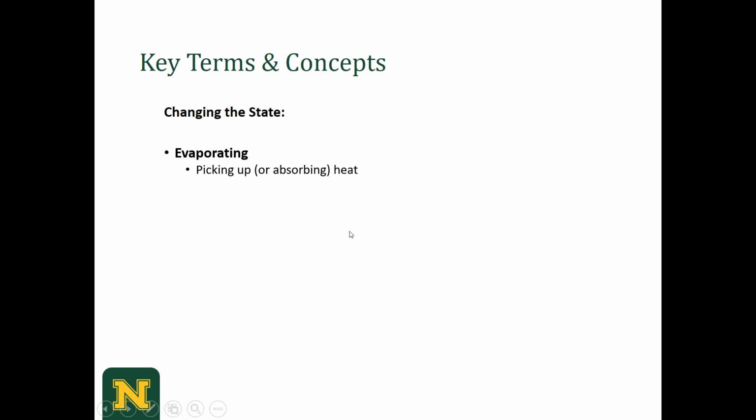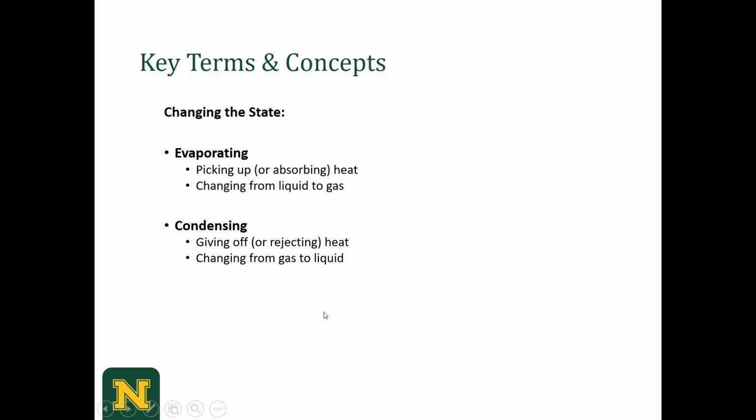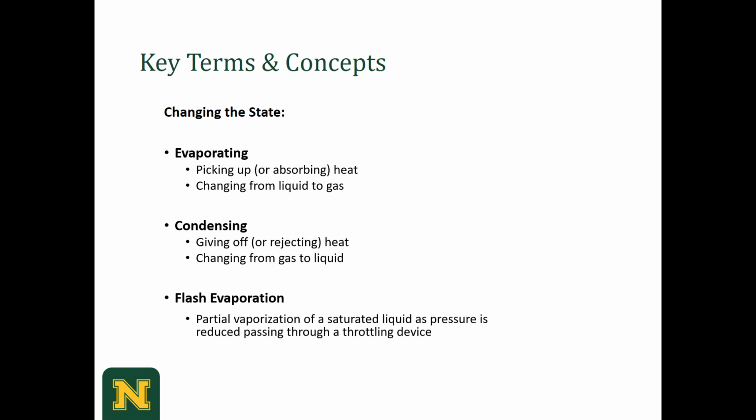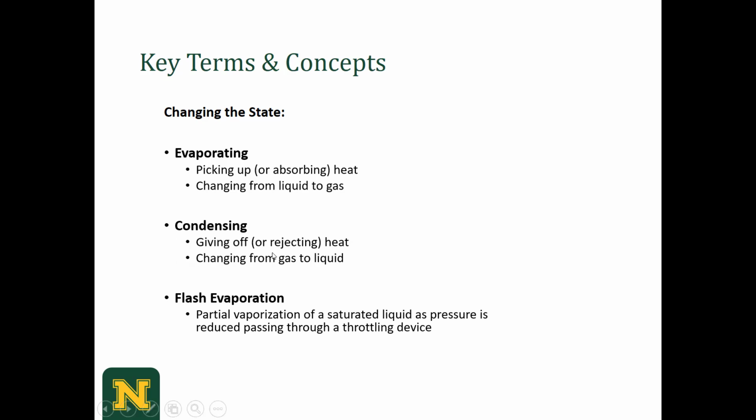When we're changing the state, we have either evaporating, right? We're picking up or absorbing heat. We're changing to a gas from a liquid. Condensing, again, a lot of refreshers, but giving off or rejecting heat. So we're changing back to a liquid. And then we have flash evaporation, right? So flash evaporation is a little bit different. It's a partial vaporization of a saturated liquid as the pressure is reduced as it's passing through a throttling device. And this comes into play as we start understanding how the refrigeration cycle works.